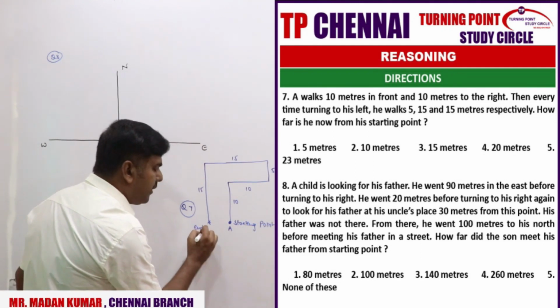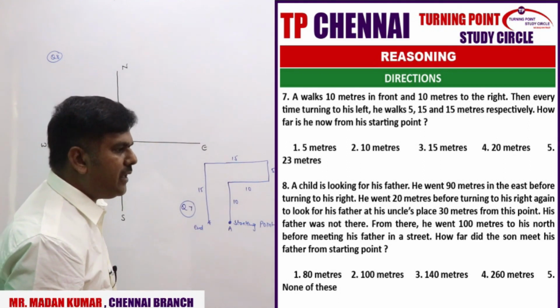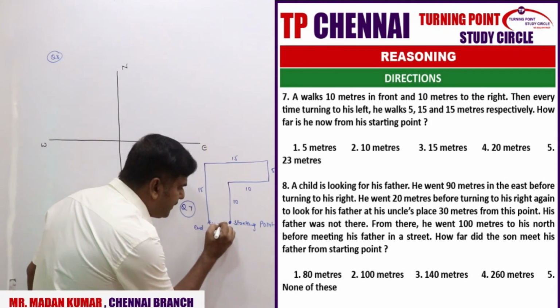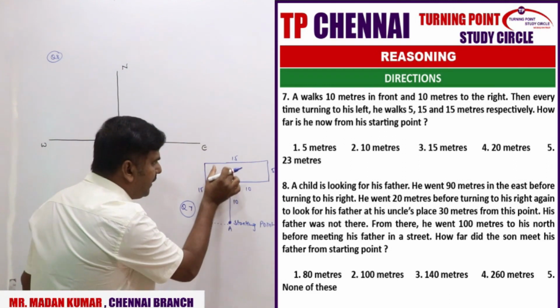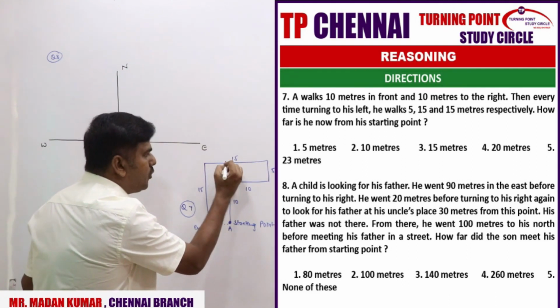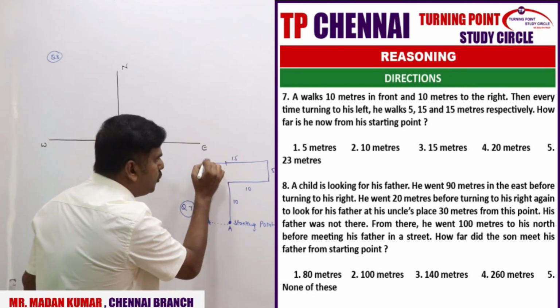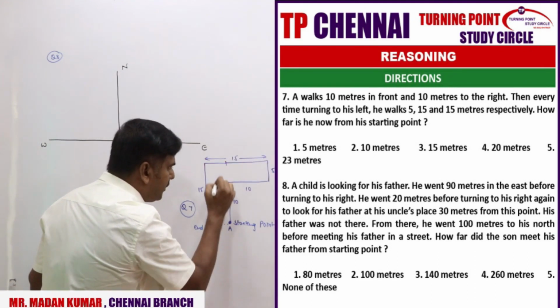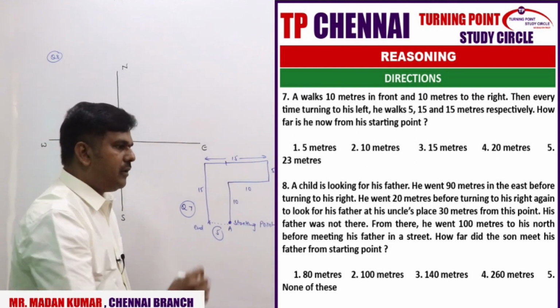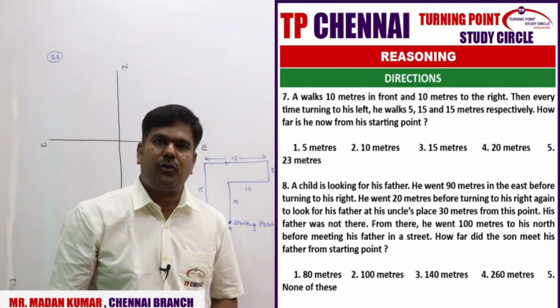This is the end. So how far is he now from the starting point? What is the distance? This one will be 5 only. After this one 10 and this will be 5, right? So this total distance is 15, right? So this will be 5. So 5 meters. First option we need to go ahead with that.